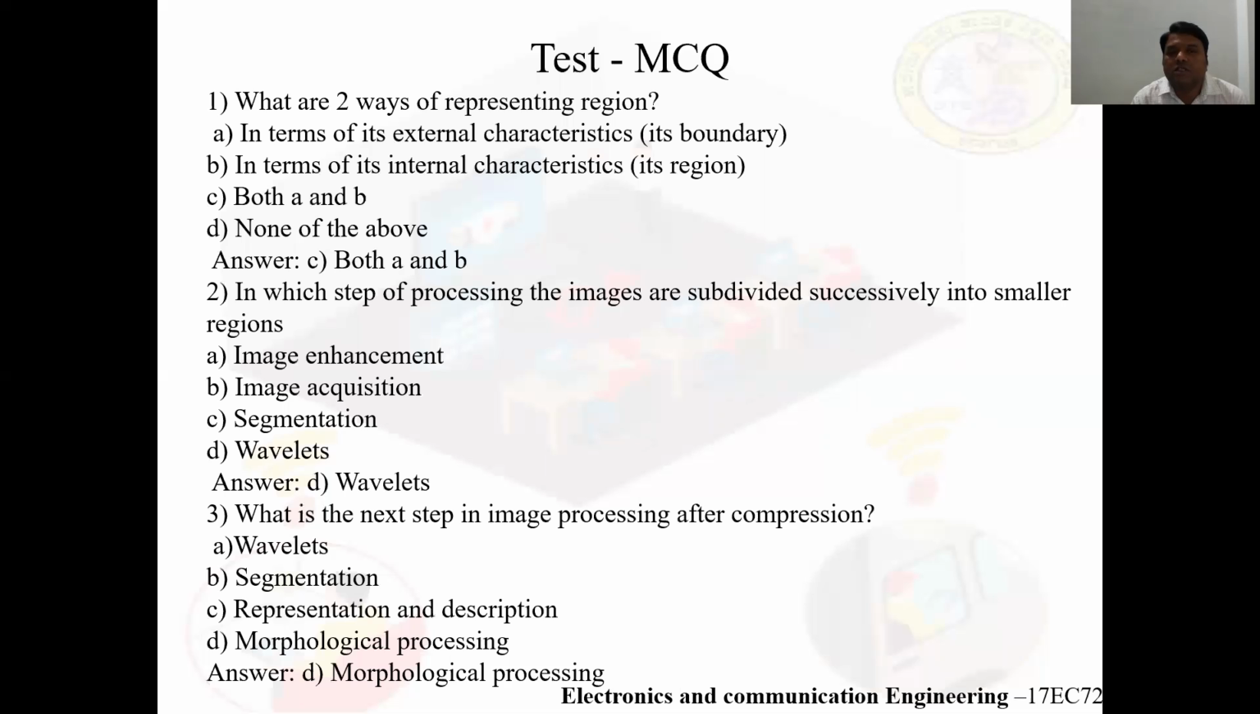In which step of processing the images are subdivided successively into smaller regions? Image enhancement, image acquisition, segmentation, wavelets. The answer is wavelets. What is the next step in image processing after compression? Wavelets, segmentation, representation and description, morphological processing. The answer is D, morphological processing.